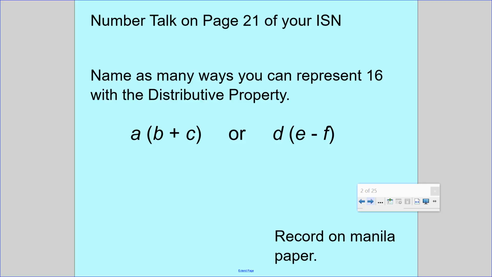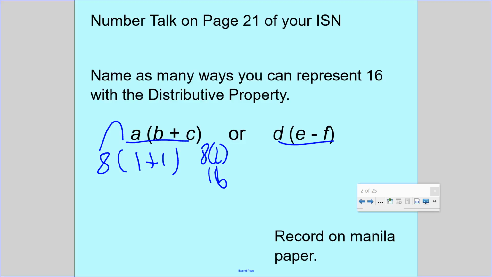So in this number routine, you are going to come up with different ways to represent the number 16 using distributive property, addition and subtraction. So let's start with addition one. Let's try 8. Let's see if this one works. 8 times the quantity of 1 plus 1, which is 2. 8 times 2 is 16.